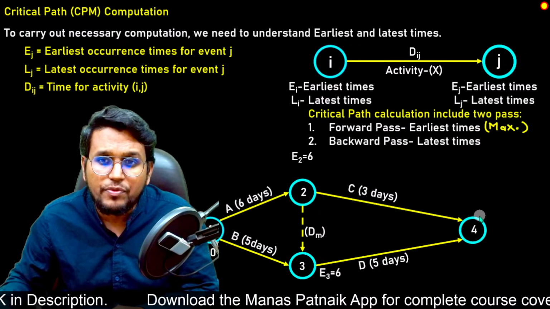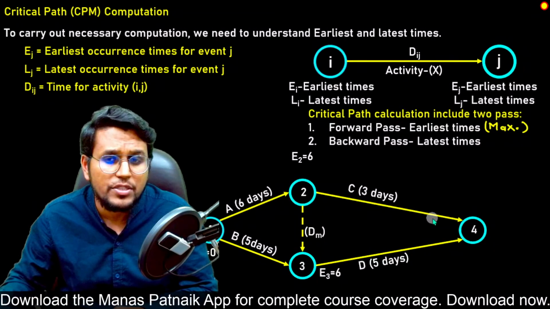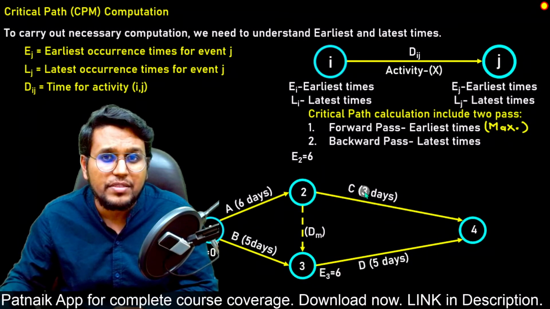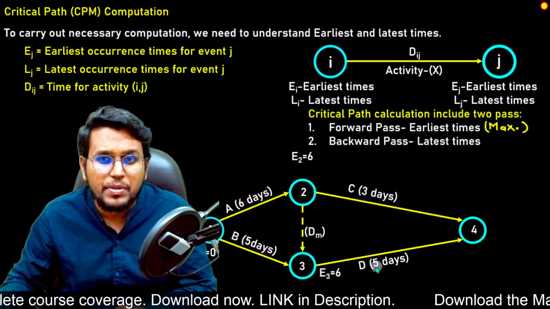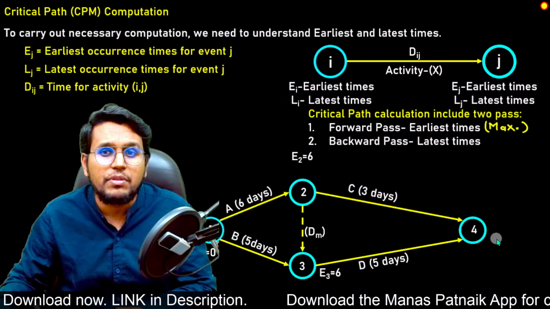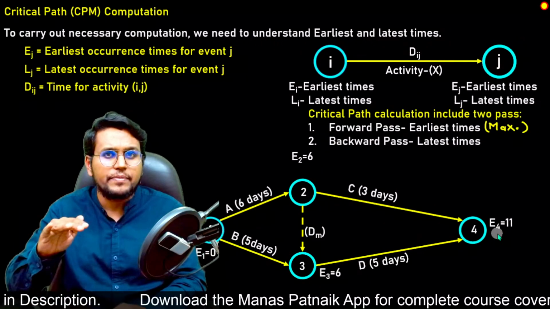Let us move to node 4, and here also we see 2 incoming arrows. So there are 2 times. Let us see what are those. 6 plus 3 is 9. This is one possibility, and the other one is 6 plus 5. 6 plus 5 is 11. So let us take the maximum value 11. So here we are done with the forward pass.